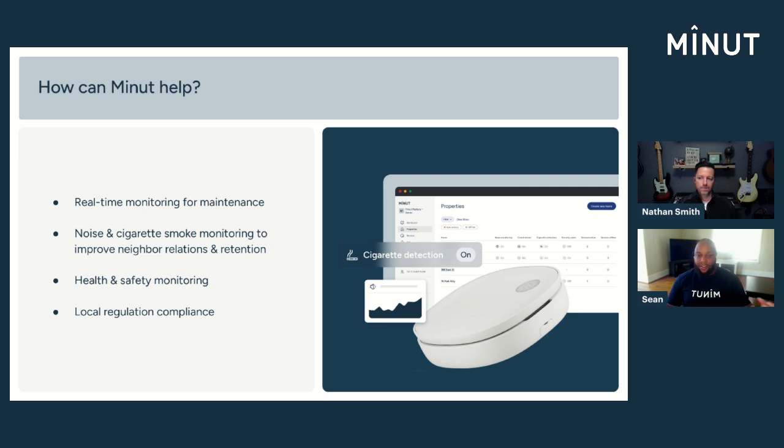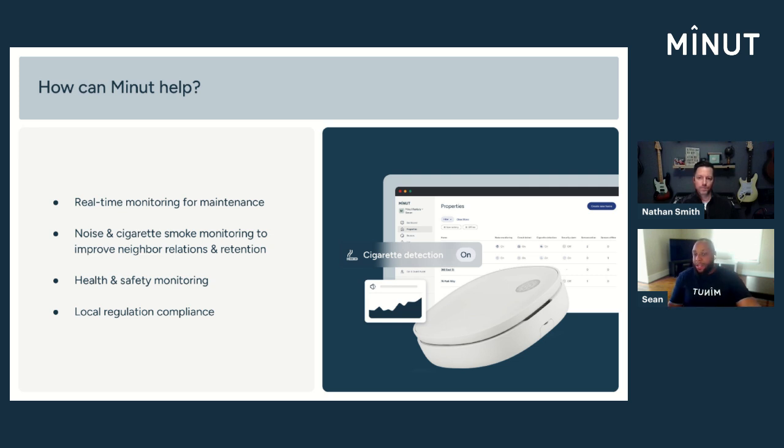And if it senses there are smoke particles in the air, it'll alert the property managers that smoking has occurred in the room. I mentioned earlier that Minute will also pick up on temperature and humidity. Based off the temperature and humidity of that room, Minute will alert you if there's a mold risk. As you guys know, there are many health implications with mold, so that's something that Minute can help prevent.